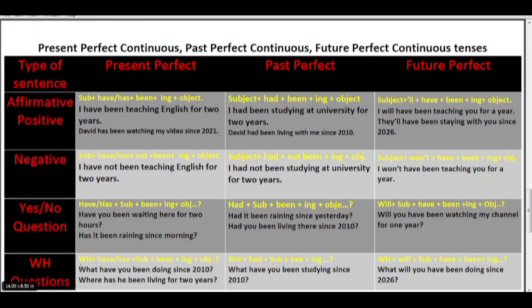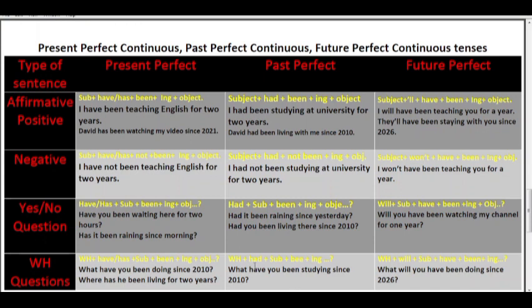Now, how to make WH questions? For making WH questions in present perfect continuous, we introduce WH words, then has and have according to the subject, then subject, been, ing form, object, and question mark. For example, what have you been doing since 2010? Or where has he been living for 2 years?